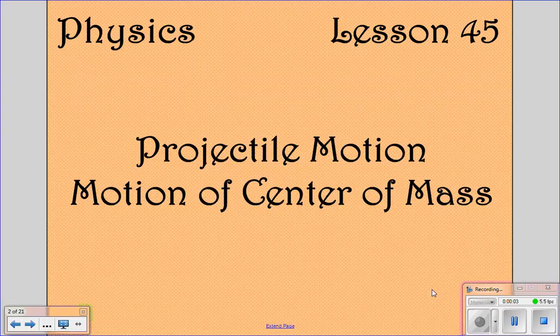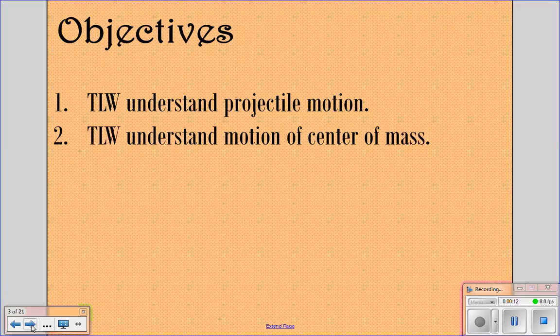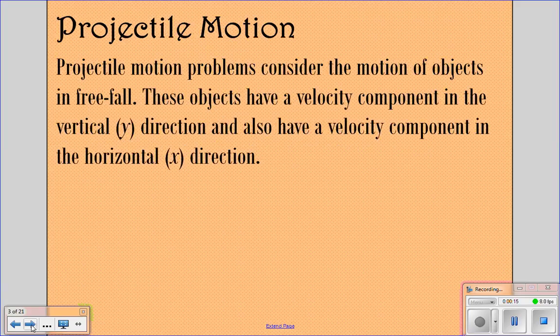All right, today we're looking at lesson 45. We're looking at projectile motion and then the motion of center of mass. So hopefully you'll understand projectile motion and the motion of center of mass after this lesson.